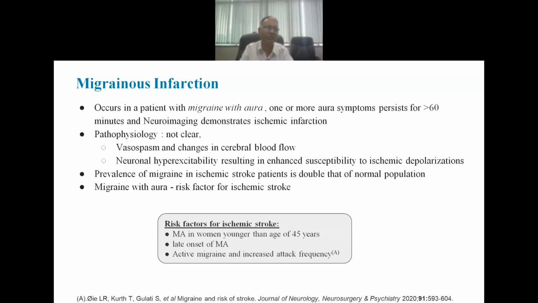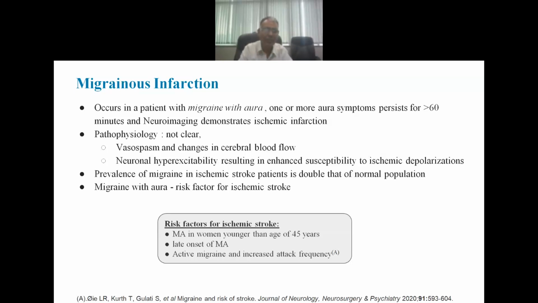And on neuroimaging, surprisingly, as I told you in the beginning, there is no investigation by which you can pick up the diagnosis of migraine. But here, if the patient develops infarction or a neurological deficit, hemiplegia, monoplegia, whatever it is, then if you do an MRI or CT scan, you will pick up the diagnosis of ischemic infarction. The exact reason is not known, but it is thought to be vasospasm of the major artery, changes in cerebral blood flow, and neuronal hyperexcitability. These are certain causes by which migrainous infarction can occur, though it is very, very rare.